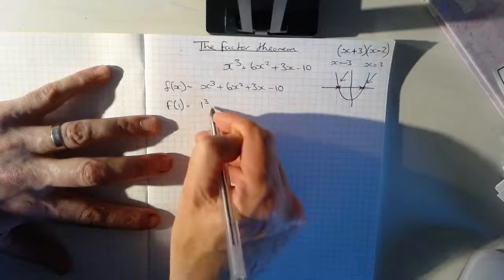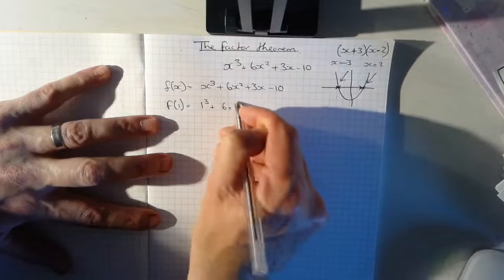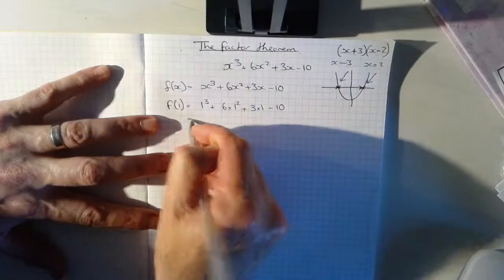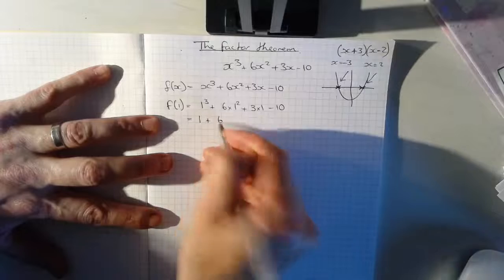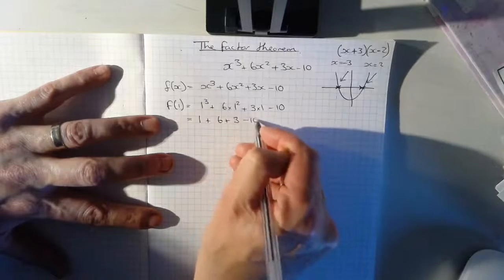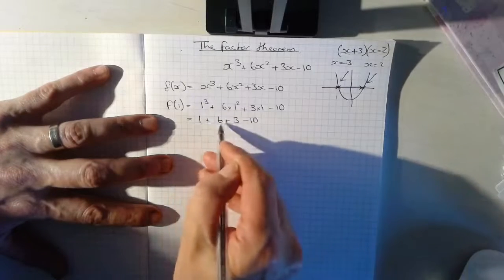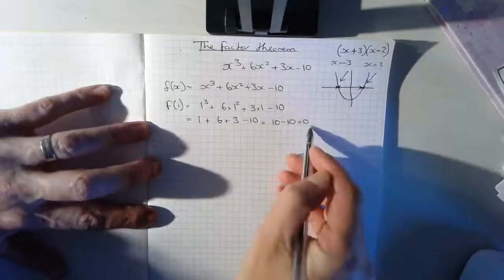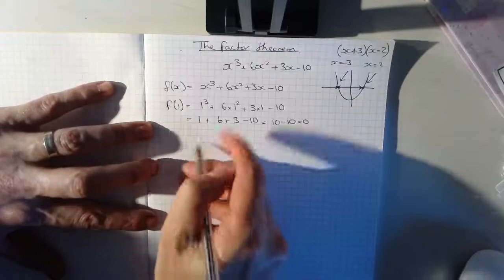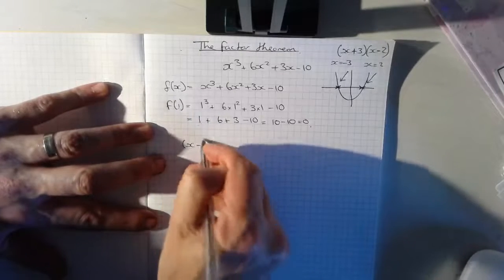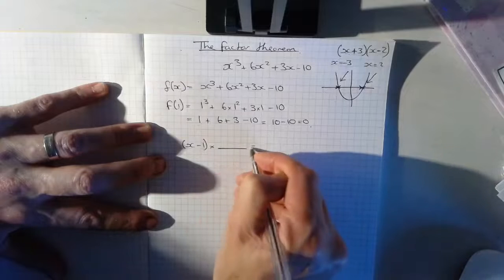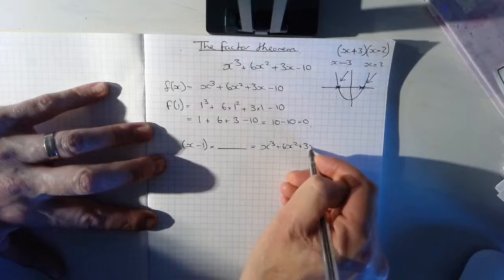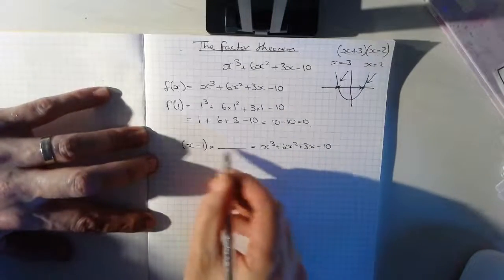So it's 1 cubed plus 6 times 1 squared plus 3 times 1, take 10. Now simplifying this, we get 1 plus 6 plus 3, take 10. Now you can see here that 1 and 6 and 3 make 10. So this is 10, take 10. So this is 0. So 1 is in fact a factor. So x take 1 times something equals x cubed plus 6x squared plus 3x, take 10. This is what we need to find.